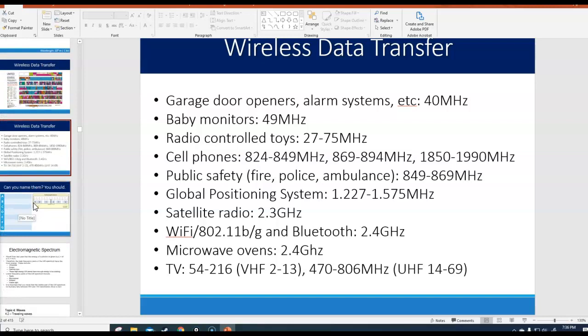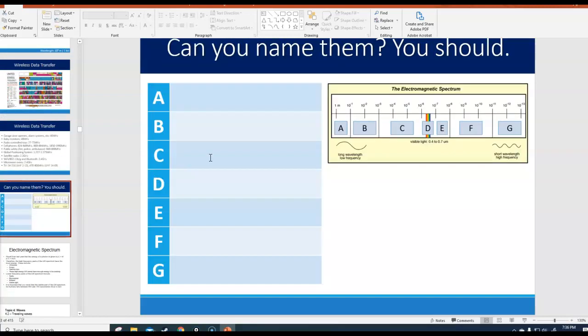Now, you don't need to know any specific values other than red light and blue light, but you should be able to name the different parts of the EM spectrum in order, starting at the longest wavelength going to the shortest wavelength. Looking at this diagram, I want you to fill in the parts of the EM spectrum using the knowledge that we just talked about. Fill in A, B, C, D, E, F, and G with the different parts of the EM spectrum.